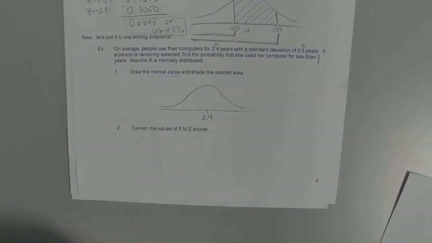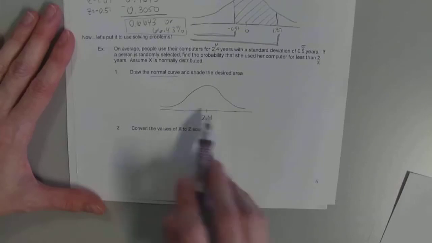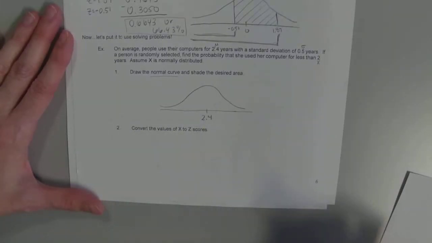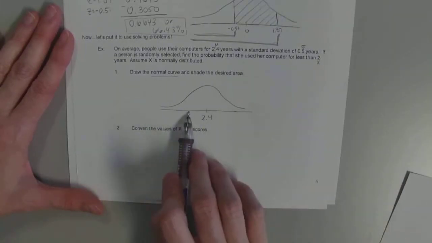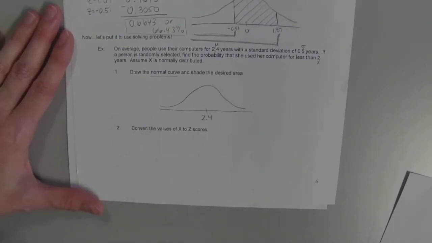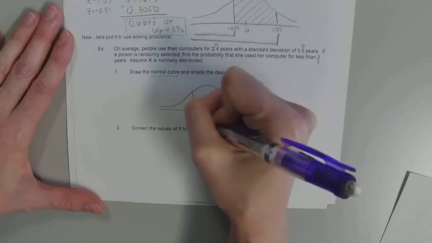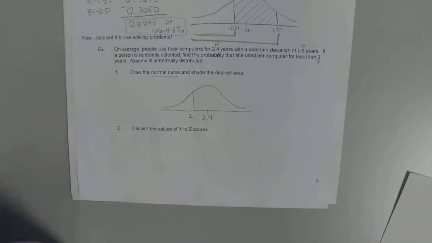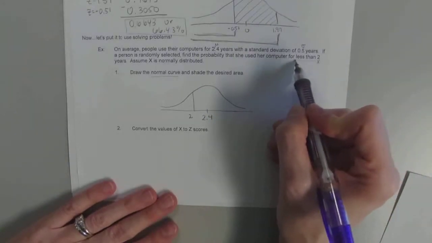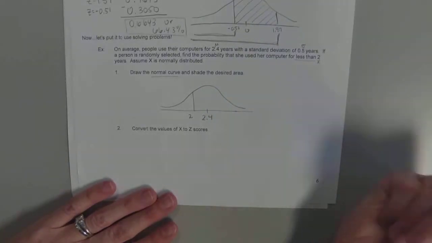Then we're going to go ahead and label the part that we care about. We care about asking someone, hey, how long have you used their computer? And we care about them saying 2 years or less. So where would 2 be on this graph? Would it be on the left of 2.4 or on the right of 2.4? Right, it's just a number line, right? 2 somewhere over here. We don't have to be specific. I just want it on the correct side of the mean. And then less than means we're shading what direction? To the left.